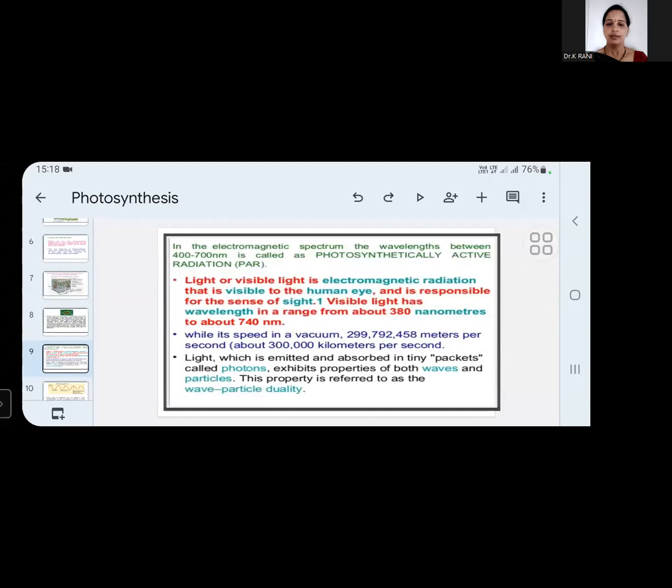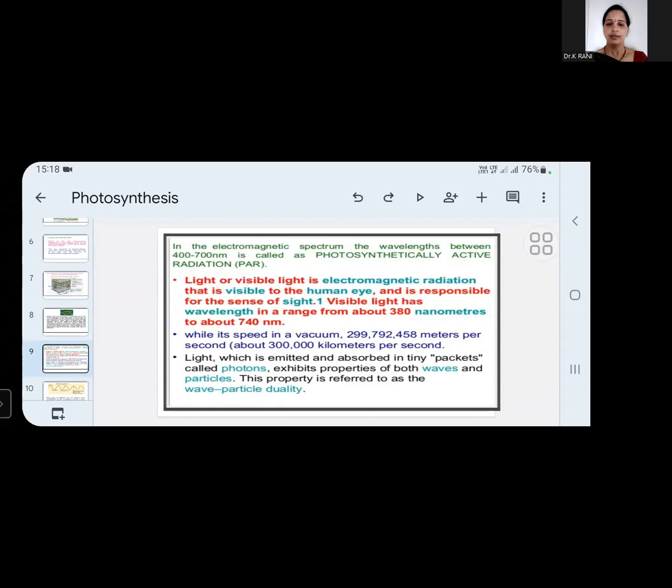In the electromagnetic spectrum, wavelengths between 400 to 700 nanometers are called photosynthetically active radiation, PAR. So what is PAR? Photosynthetically active radiation. Between which wavelengths? You will take it as almost 380 to 750 nanometers.